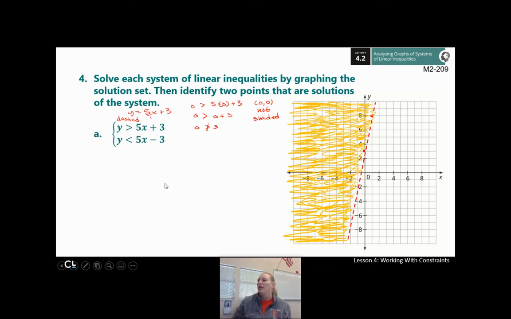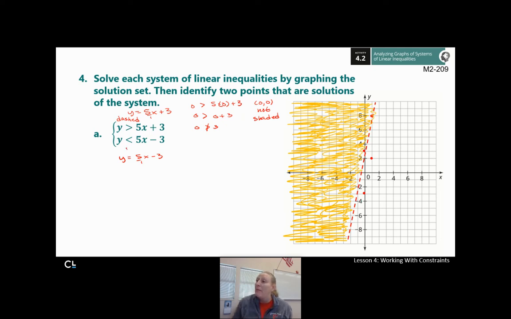Let's do the other inequality, shall we? Because again, we want to see where they overlap. Where they overlap, that's where our solutions are. So I'm going to graph this other one here, which means, let's see, I've got y equals 5x minus 3. So I'm going to have a y-intercept at negative 3. So I'm going to put a little dot there. I have a slope of 5. Remember, that's 5 over 1. So again, I'm going to go up 5. 1, 2, 3, 4, 5. I'm going to go over 1, and I'm going to put a little dot right there.